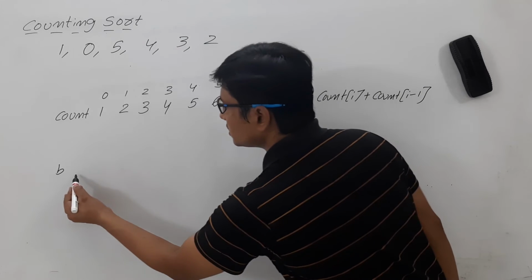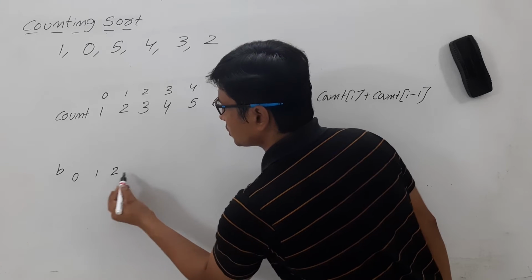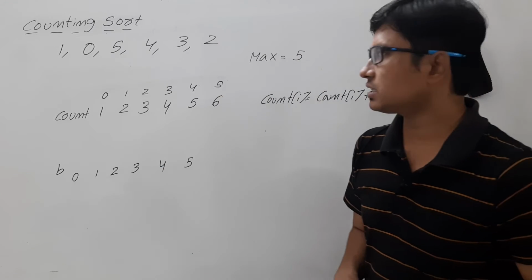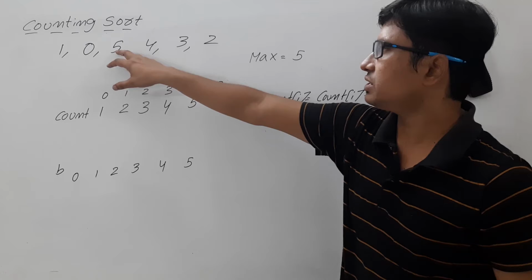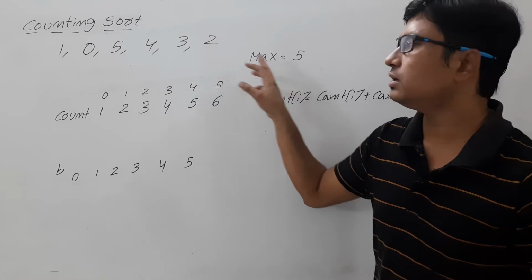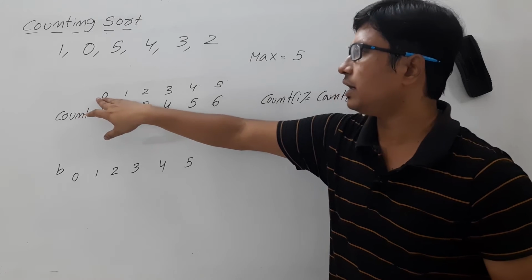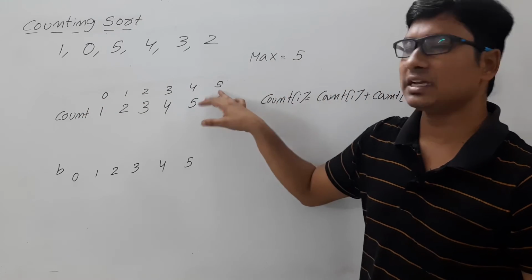If its size is 6, the index values will be 0, 1, 2, 3, 4, 5. Are you able to understand? Let me repeat the process. First you need to find the maximum element. Once you take the maximum element, you will take an array called count that goes from 0 to the max, 5.